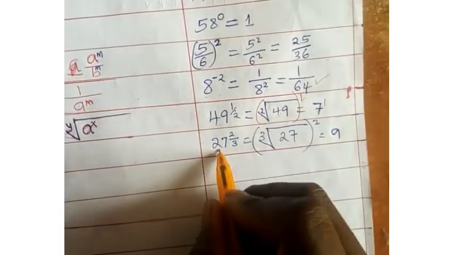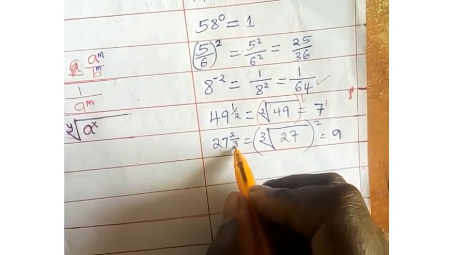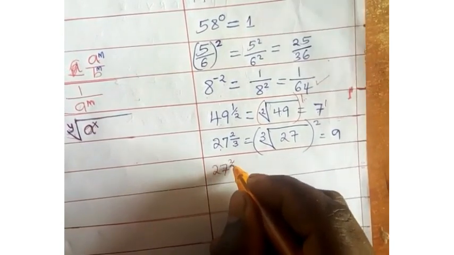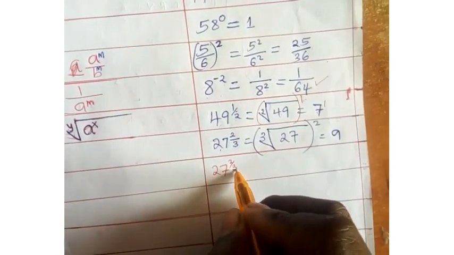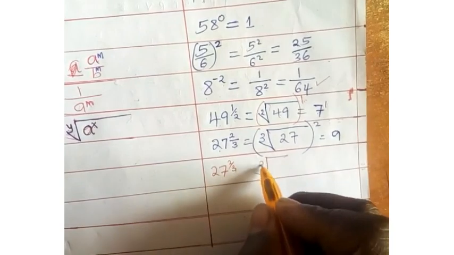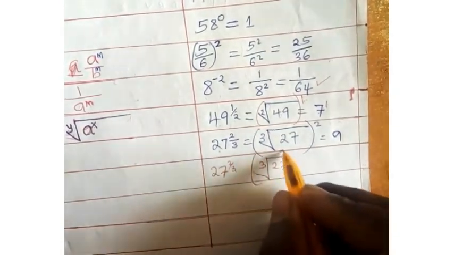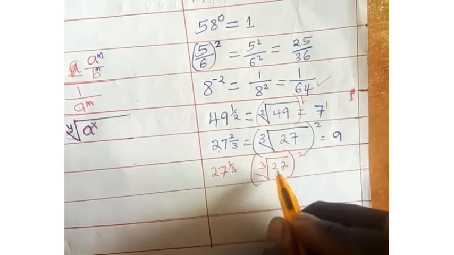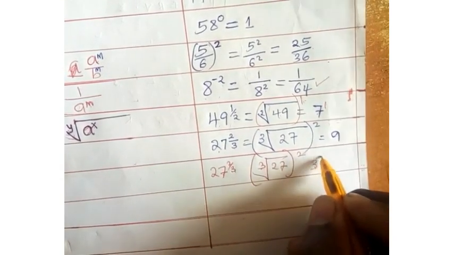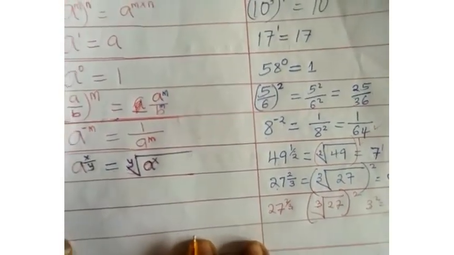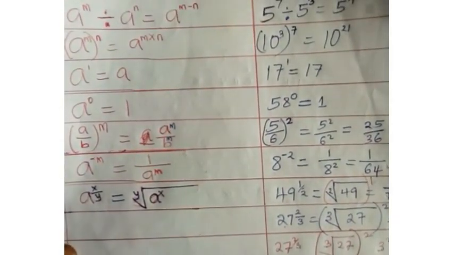Another example is 27 raised to power 2 over 3. The power here is 2 over 3. So 3, the denominator, means we find the cube root of 27, and then the power 2 we apply to that. The cube root of 27 is 3. 3 squared is 9. So once you have this in mind, now we will jump into further logarithms, because they are interrelated.